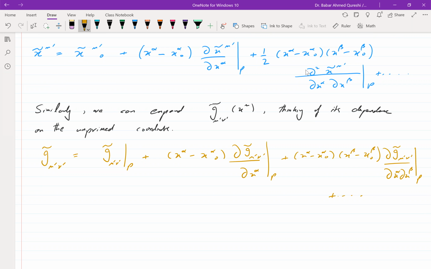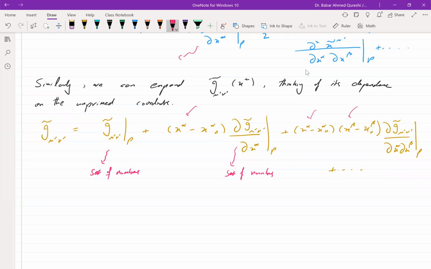The one thing to notice over here is that these are just a set of numbers. These are not functions anymore because I have evaluated them. Similarly, these are a set of numbers, these derivatives evaluated at points. All functional dependence is Taylor expanded. Similarly over here, and similarly in this formula.